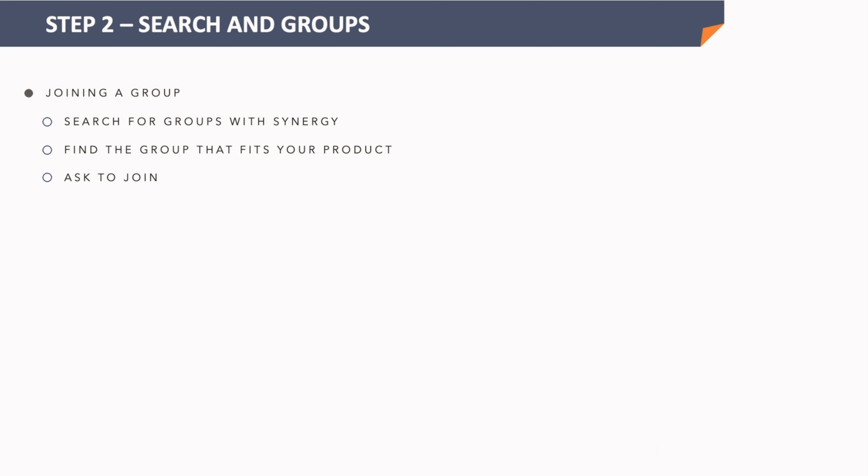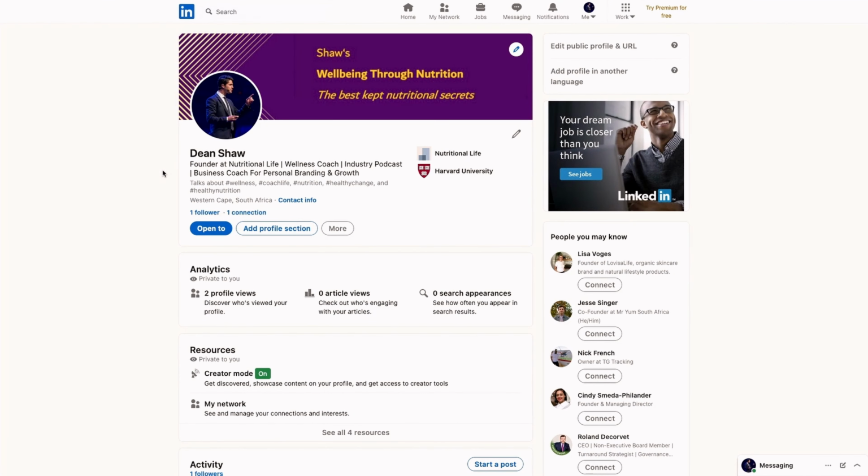We want to find groups that fit together with your products and what the product represents and the problem it solves, and then we want to ask those groups if we can join. So let's join a group and see how it works. Right now on your screen, I've created a fictitious person called Dean Shaw.